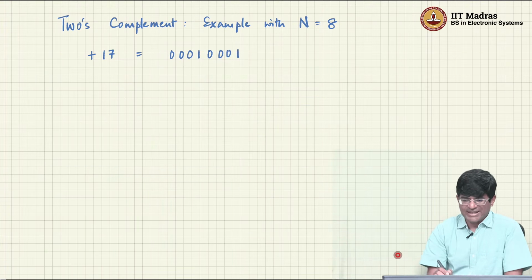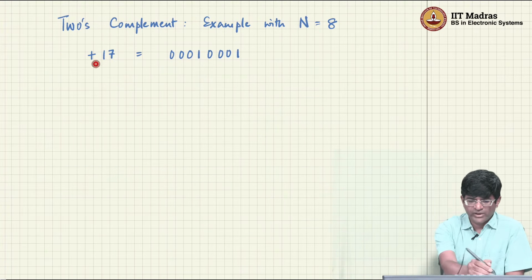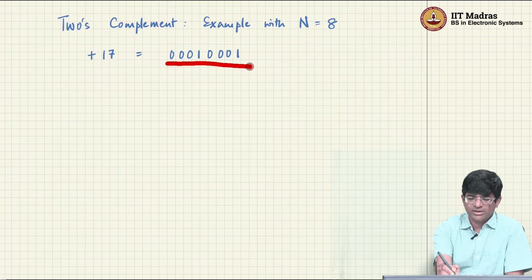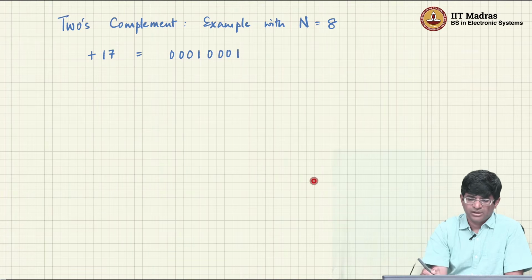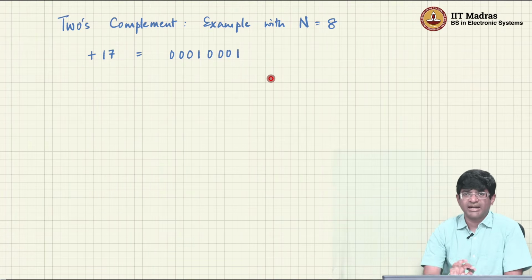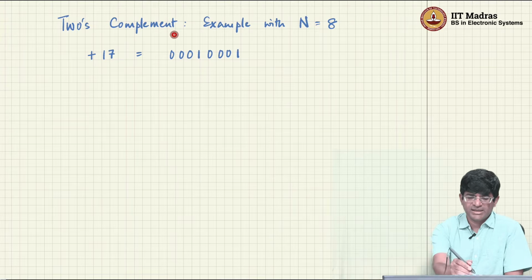So let's take an example. With n equal to 8, we know that the number plus 17 can be represented as 0001 0001. This is basically equal to 16 plus 1, that's how I get 17. So this representation is unambiguous. I know exactly what it means. The most significant bit happens to be 0, so there is no question of whether it's a negative number. This is perfect.